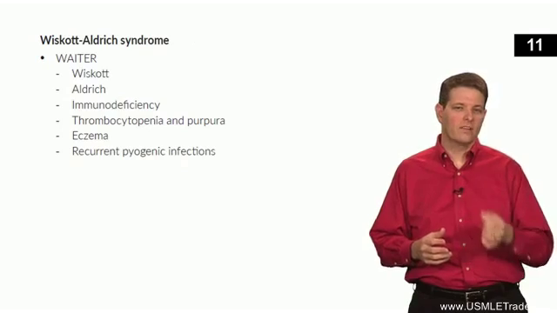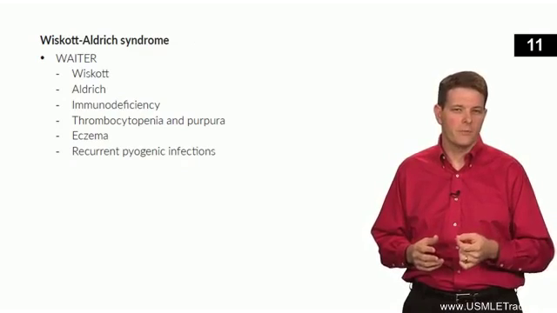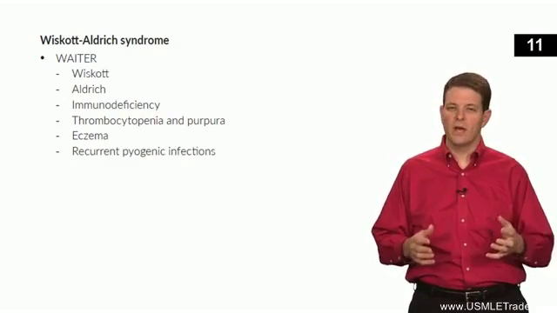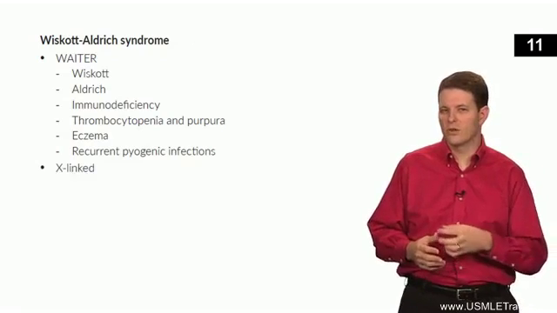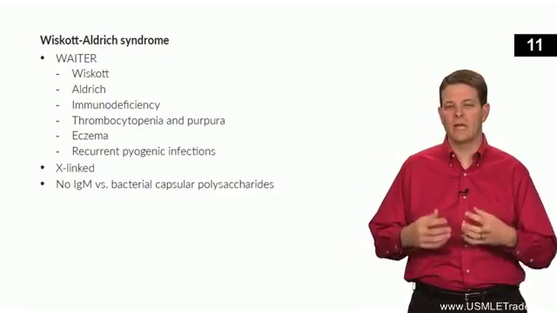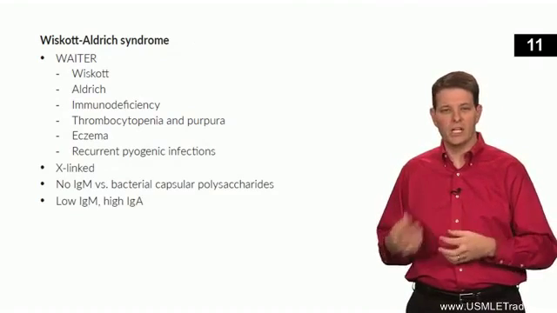Another combined B and T cell deficiency is Wiskott-Aldrich syndrome. And the mnemonic for this one is the word WAITER. That stands for Wiskott-Aldrich, immunodeficiency, thrombocytopenia and purpura, eczema, and recurrent pyogenic infections. Now, Wiskott-Aldrich is another X-linked disorder, so this is going to affect boys. And these boys don't have any IgM against bacterial capsular polysaccharides. They have low IgM levels and high IgA levels. And the last one is hyper-IgM syndrome, which is one of the lower yield ones.